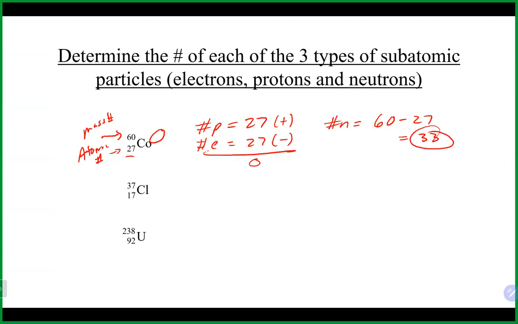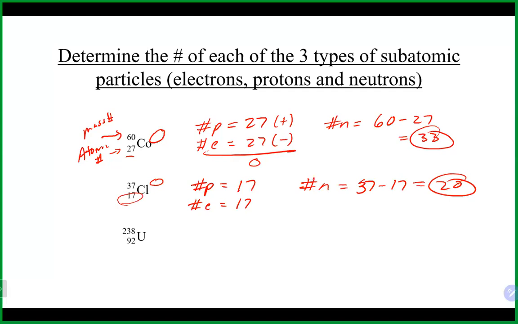Taking a look at the next one, Cl, which is chlorine. Once again, we do not see anything written there, so we could assume that it is neutral. So our number of protons will equal our atomic number, which is 17. That means once again, to balance it out, we would need 17 electrons, which would give us no charge when it's all said and done. And our number of neutrons here would be our 37 minus 17. Looks like a 20 in that case.